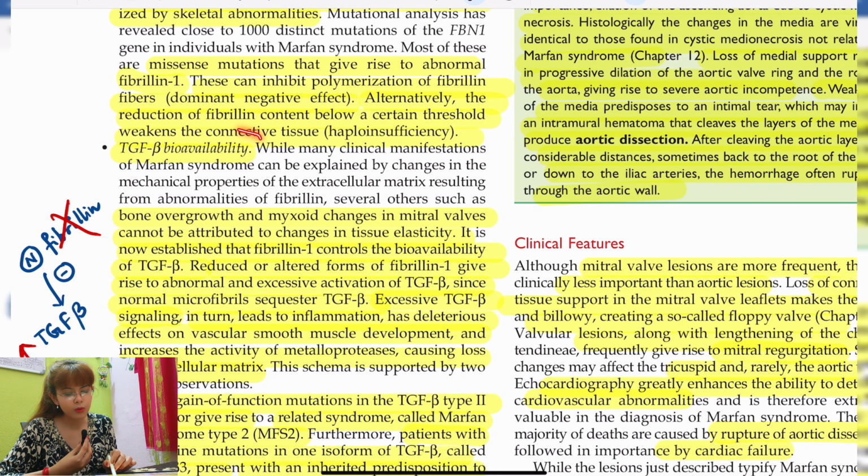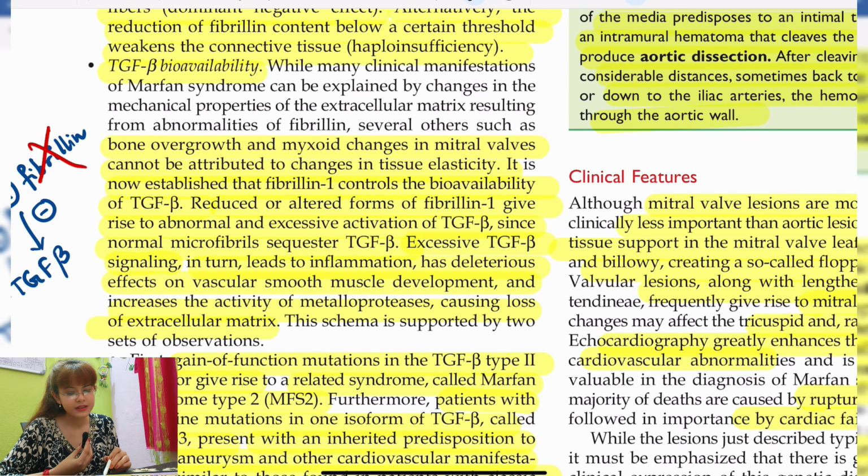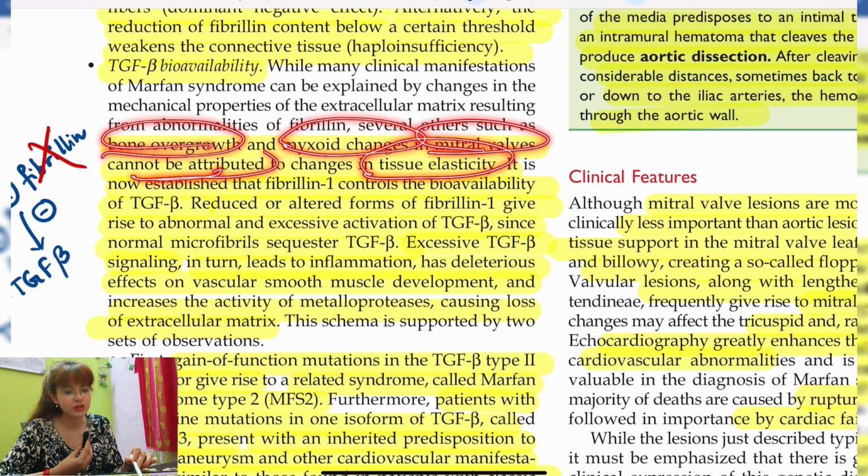Now what is the mechanism behind the TGF beta bioavailability? Normally, if the fibrillin is normal, it inhibits TGF beta formation. But when the fibrillin is abnormal, the TGF beta is increasing because there is no feedback mechanism. See, there is bone overgrowth and myxoid changes in the mitral valves which cannot be attributed to changes in tissue elasticity.